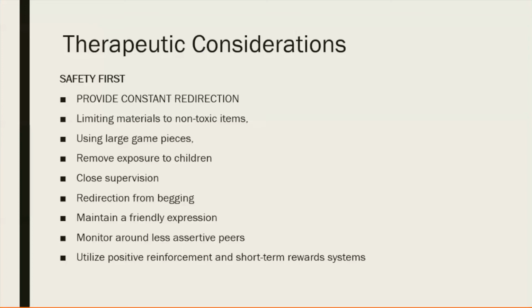What we can do is change the environment and change how we are monitoring and interacting with that person. So we need to be conscientious about monitoring people with FTD around their less assertive peers. And we want to utilize positive reinforcement and short-term reward systems, okay? Behavioral interventions are not going to work on somebody with FTD. They're just not. They don't have the executive functioning ability to be able to plan ahead and to think, hey, if I don't steal this thing, I'm going to get a treat later. It's not realistic to think that.